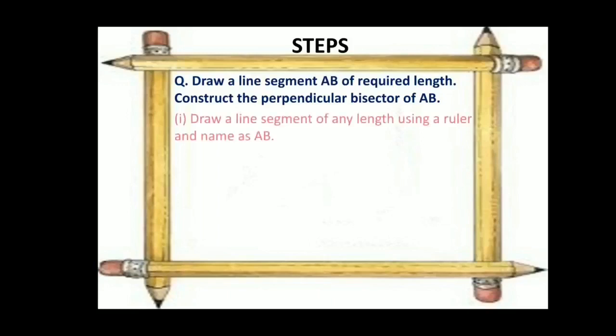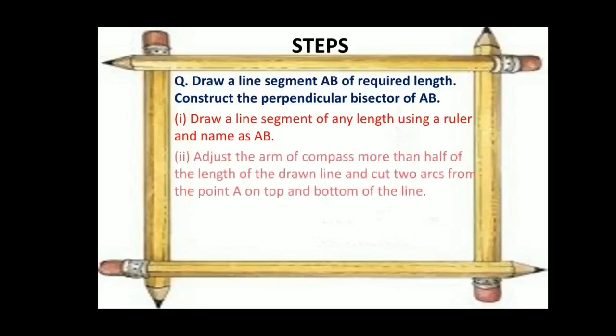So what is the first step? Draw a line of any length using ruler and name it AB. You saw in the video. And what is the next step? Yes, take your compass and adjust the arm of compass more than half of the length of the drawn line. That's what I told. It's a bisector, so the radius of the compass should be more than half of the drawn line, and cut 2 arcs. I told the arcs from point A on top and bottom of the line.